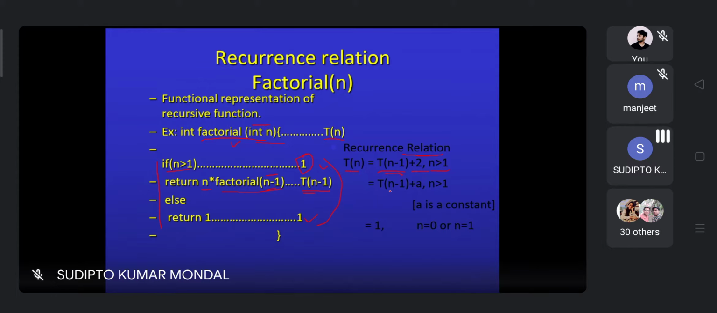And in the next line we have done one thing. This 2 we have replaced with a constant a. So that we can do at any moment of time. That is, either we have a constant 2, or 20, or 200, we can easily replace that using a constant variable a, which I have used here.